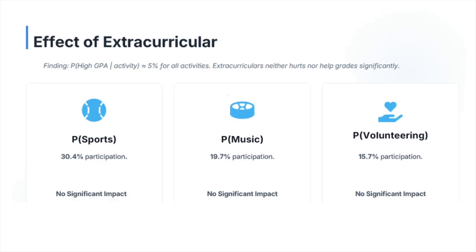We also explored the analysis of extracurriculars on a student's academic performance and found that the probability of a student with a high GPA who also participates in activities like sports, music, or volunteering is approximately 5%. Hence, these activities have no significant impact, and it can be concluded that extracurriculars neither hurt nor help a student's grades significantly.